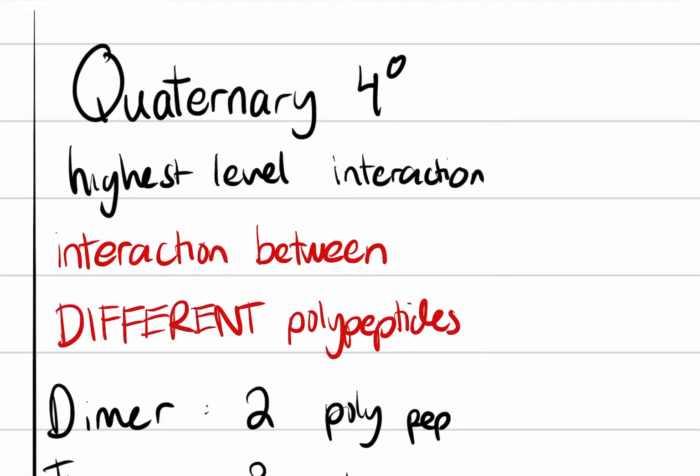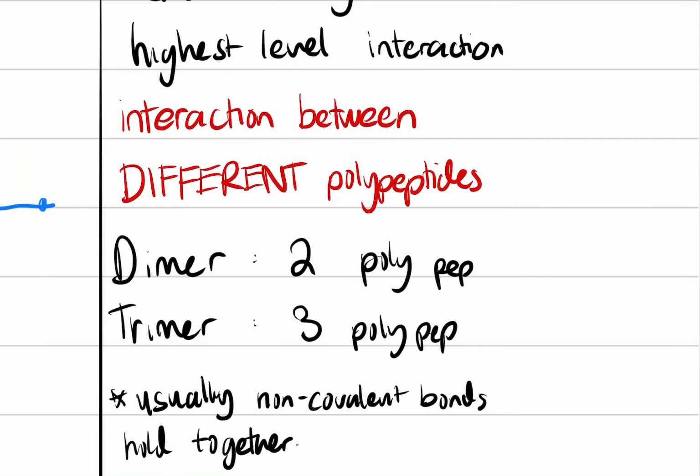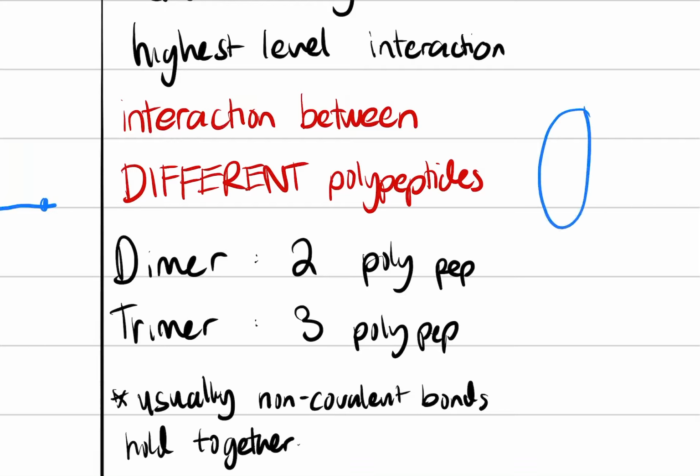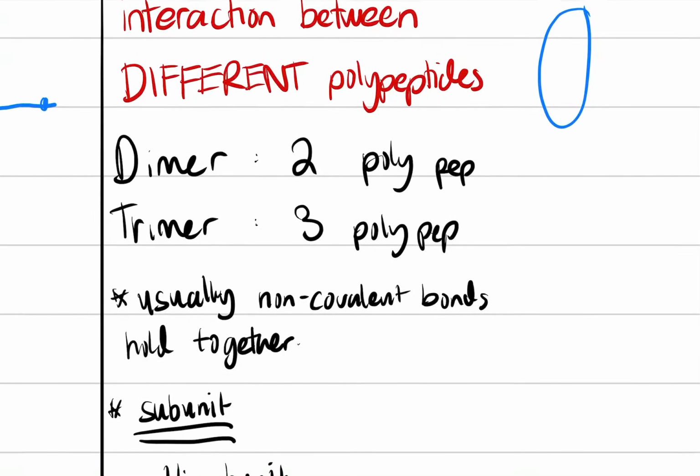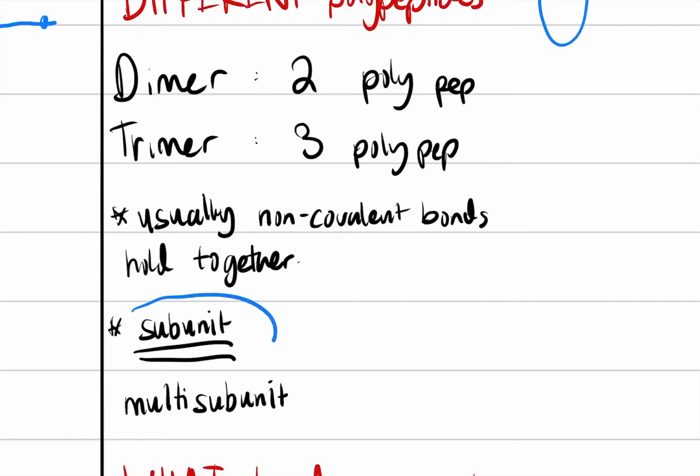Quaternary structure is the highest level of interaction; basically, it's the last level of interaction. What do I mean by that? It describes the interaction between polypeptide subunits. Now, what's a subunit? If we have a protein right here, this protein is composed of several, if not two, separate polypeptides, and the single polypeptide is called a subunit.